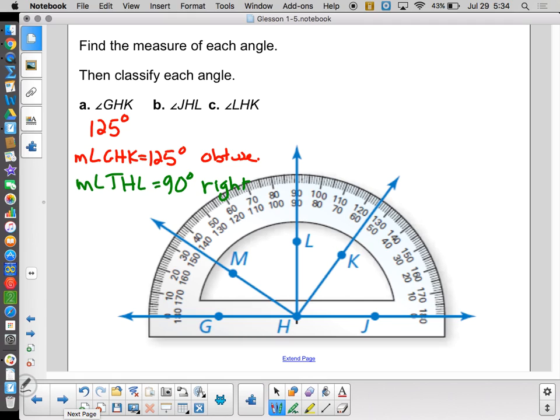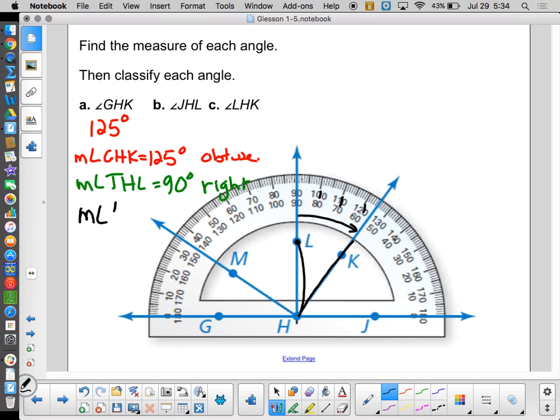I bet most of you are guessing the next one's going to be acute. Let's see. LHK. L to H to K. You get a little curvy there, but that's okay. Oh, this is a little different, isn't it? We didn't start at 0. We're starting at 90 and going back to 55 or up to 125. So that's up 10, up 20, up 30, 35 degrees. So measure angle LHK is 35 degrees, and sure enough, it is acute.